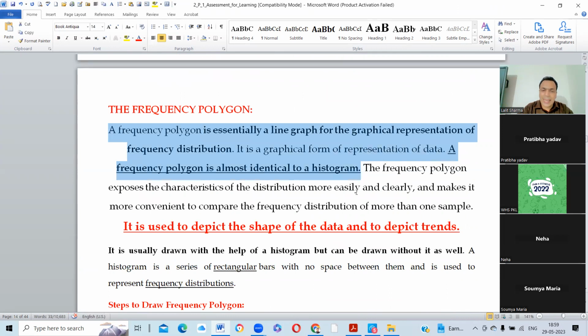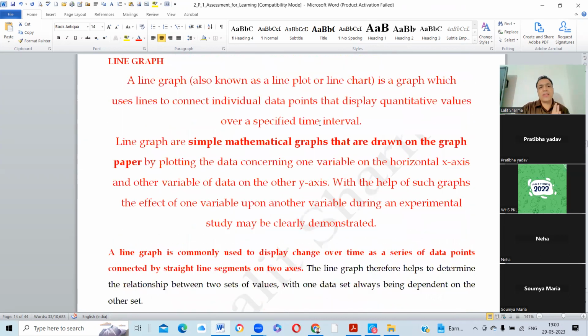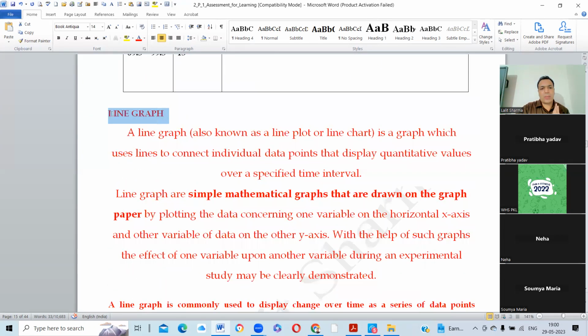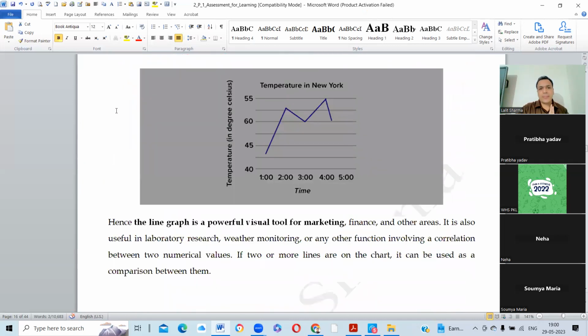A polygon is a line graph for the graphical representation of a frequency distribution. It is a graphical form of representation of data. The frequency polygon is almost identical to a histogram. Frequency polygon is almost identical to the histogram. Okay, the fourth one is the line graph, which talks about the latest trends. So this is the latest trend.